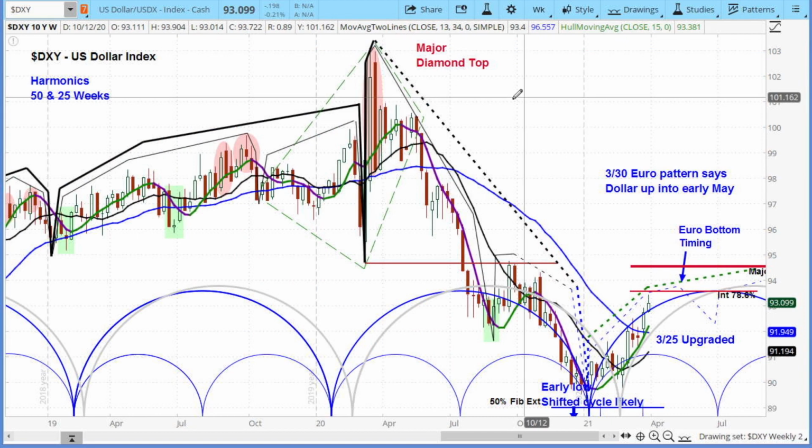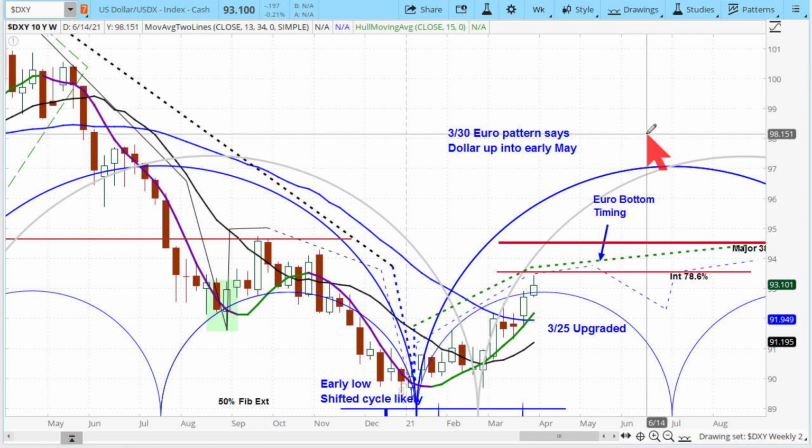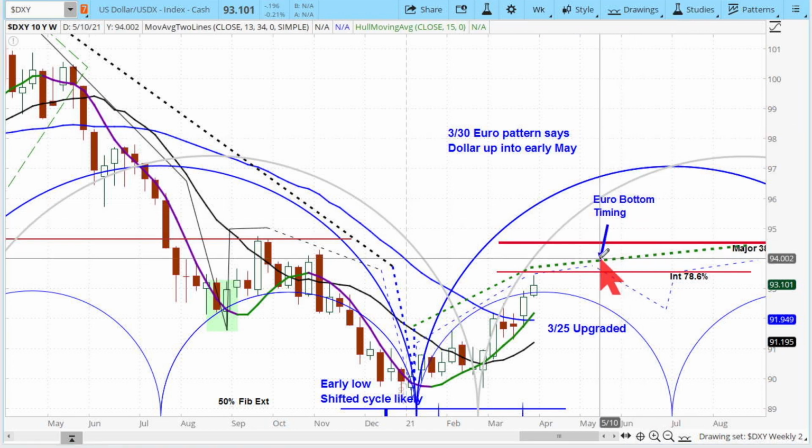Here is the forecast that we're looking at right now: the euro bottom timing moved out a little bit based on what we're looking at. We had it at very much the end of April. Now we have it out more like the first to second week of May. So there was a slight little shift out there to the time we're looking for the euro bottom.